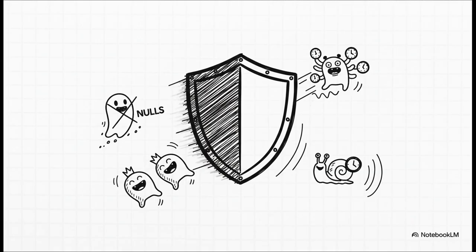You have to actively defend your data against null values, against duplicates, against weird time zone issues, and a classic one, data that shows up late. A senior professional is a guardian. They anticipate these problems and build defenses to stop them.